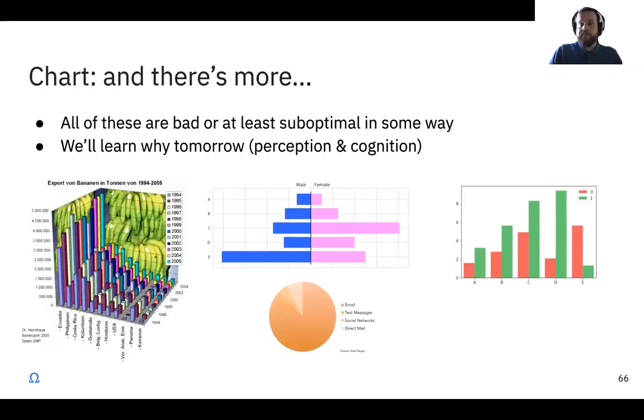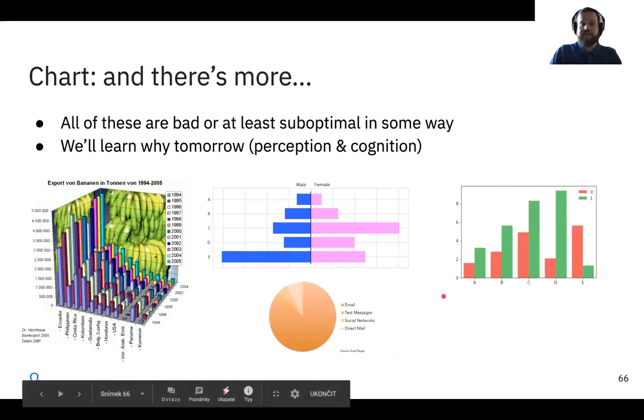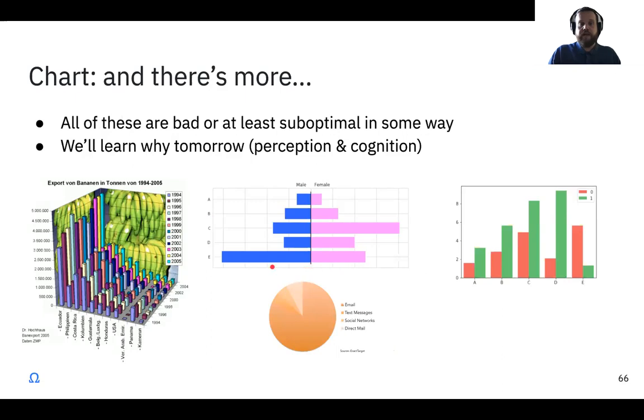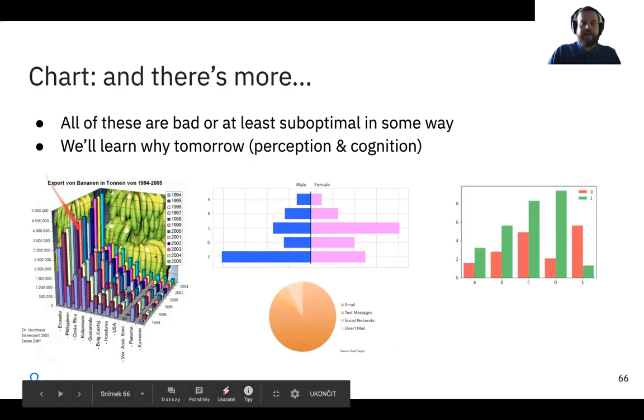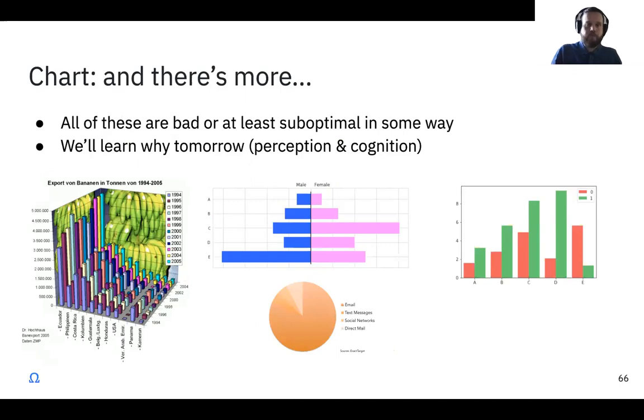And of course, there's more. You have many charts that are bad or suboptimal in a certain way, and we'll learn why tomorrow, and maybe in the next lecture on perception and cognition. This one is evidently bad, but you might want to ask, what's wrong with this? And so forth. We're going to try and answer those questions. That's a bit of a teaser for tomorrow.